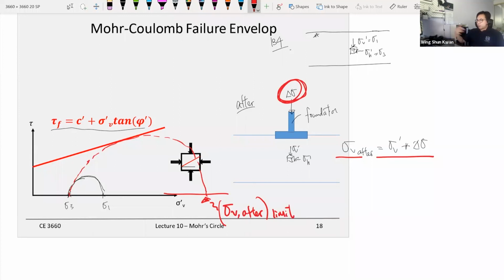So this is pretty much just a transition to help get you to think about the topic of soil strength with the use of Mohr-Coulomb and also the Mohr's Circles.